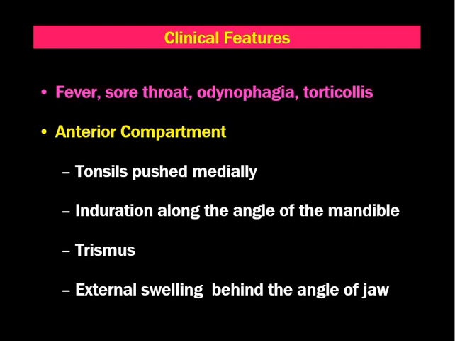As we know, the parapharyngeal space is divided into two compartments, the anterior compartment and the posterior compartment. The symptoms and signs may be different in the two compartments. In the anterior compartment, the tonsils will be pushed medially. If you look at the throat, there will be induration along the angle of the mandible on the outside. The patient may have trismus due to involvement of the medial pterygoid muscles, and on examination we can also see external swelling behind the angle of the jaw. The patient may be toxic, ill-looking, dehydrated.